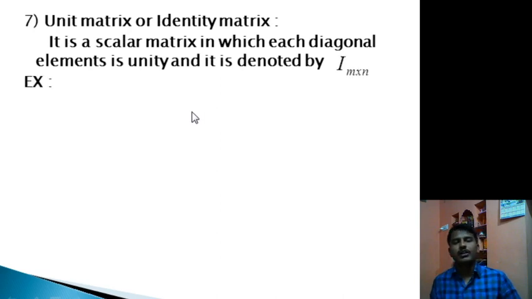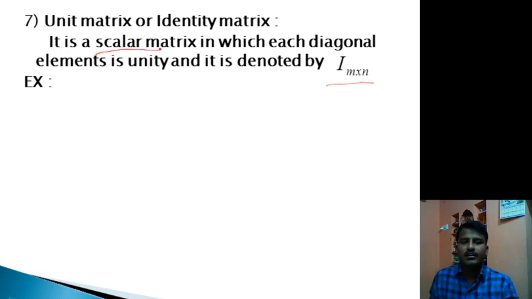The next one is unit matrix or identity matrix. It is a scalar matrix in which each diagonal element is unity, and it is denoted by I of m cross n. Symbolically, it is denoted as identity matrix or unit matrix. Remember one thing, the definition is that it is a scalar matrix. All diagonal elements are unity, which means they should be 1.